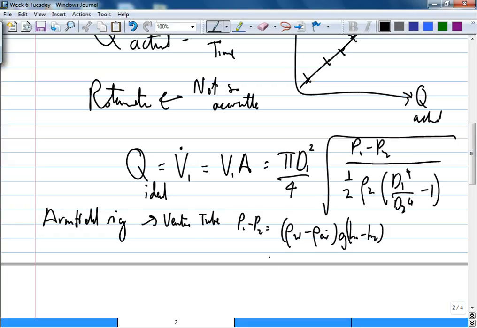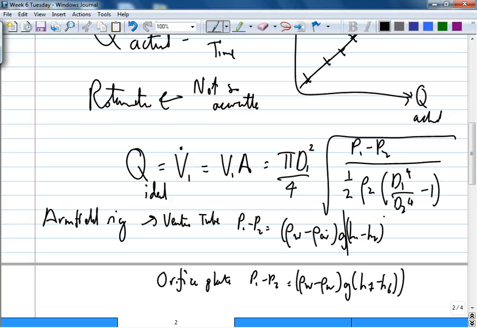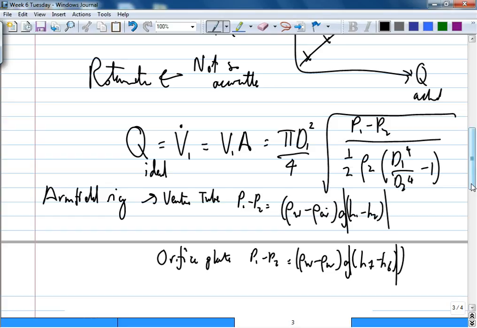For the orifice plate, P1 minus P2 is equal to (rho water minus rho air) g times (H7 minus H6), or H6 minus H7, I'm not sure. But whichever it is, it's the absolute, because it's only the absolute pressure drop that we are concerned with. Is that okay or not?